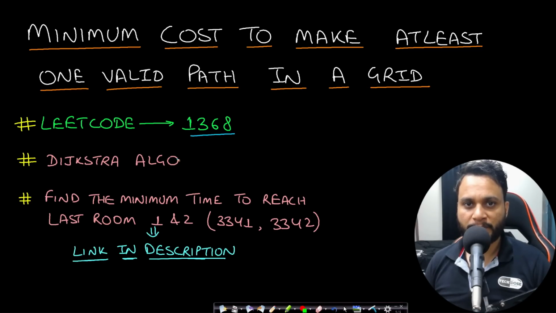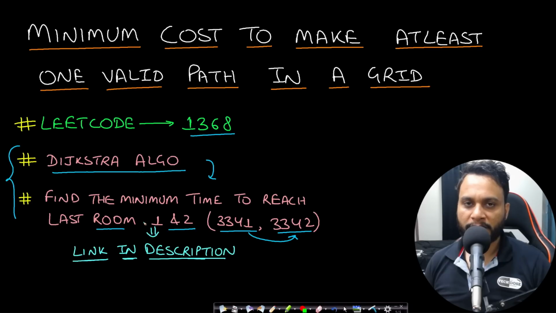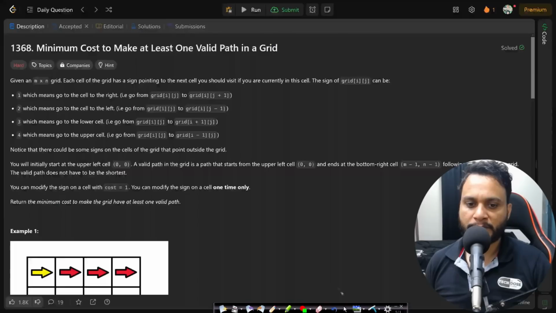A prerequisite before watching this is to watch my video on the Dijkstra algorithm. You can also consider solving find the minimum time to reach last room 1 and 2 problems, which are from Leetcode number 3341 and 3342. I have already made all these videos in detail, and all the relevant links will be in the description below. If you are new to Dijkstra, then consider watching all these videos before proceeding with this current one. But if you know Dijkstra, then let's proceed.